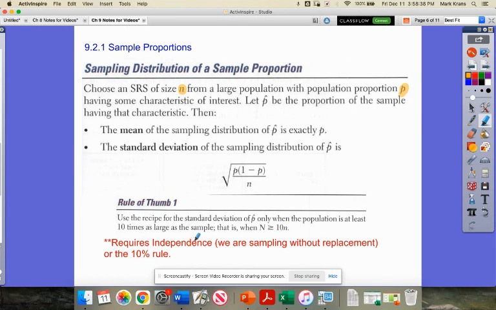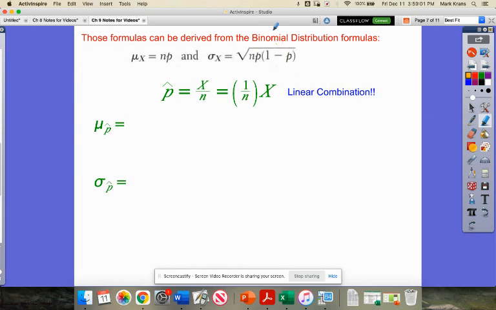It requires some level of independence because we're sampling without replacement. And since we're lacking independence, and this is really a binomial, with fixed n, consistent p, and we're counting the number of successes, it is a binomial distribution, and that's why we see this 10% rule popping up again. I'm also going to show you how these formulas are derived from that binomial distribution. So mu of x is n times p, and sigma of x is the square root of npq.